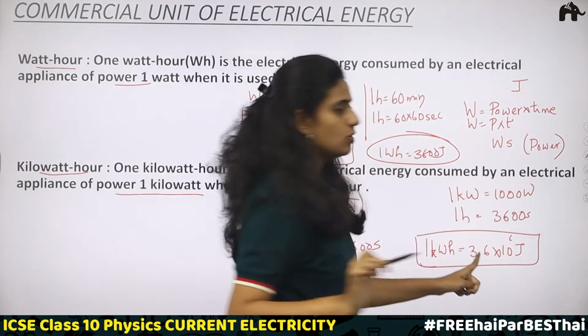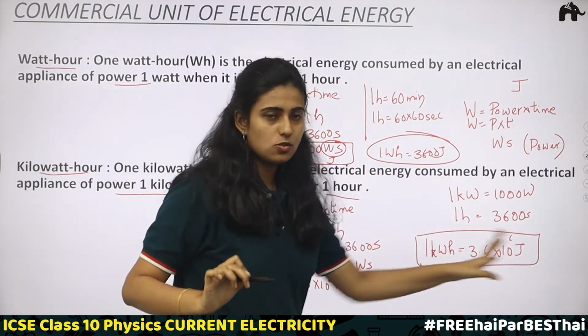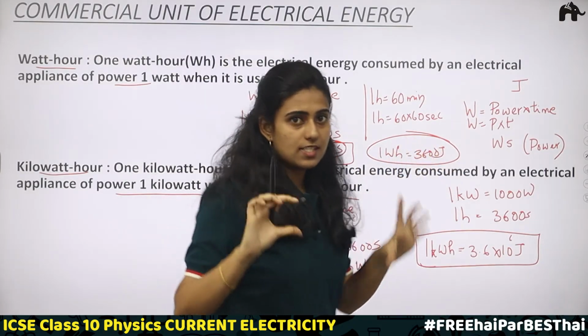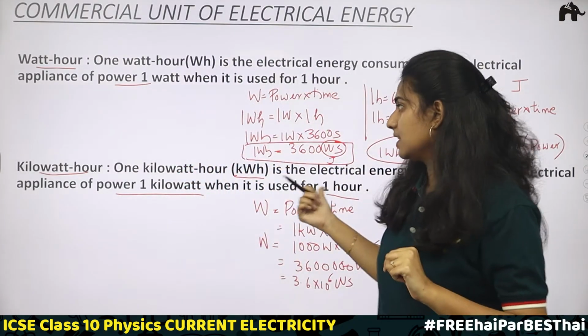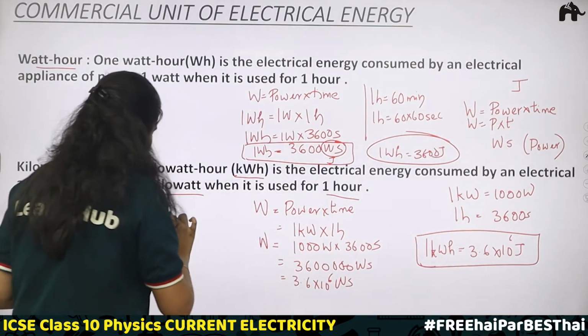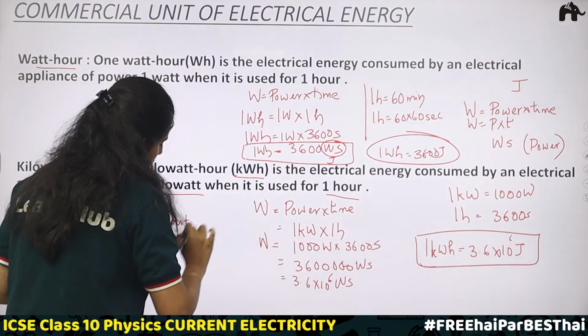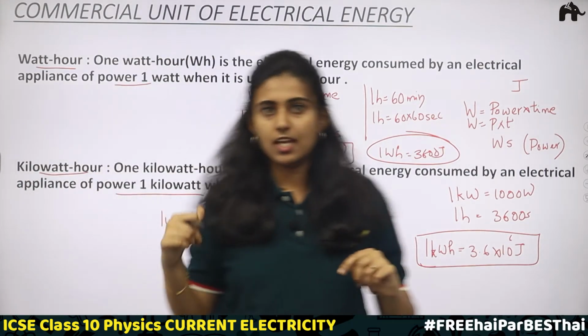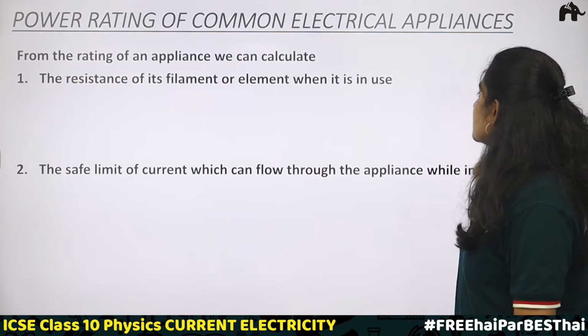1 kilowatt hour is equal to 3.6 into 10 raised to 6 joules, and 1 watt hour is equal to 3600 joules. So next time when the electric bill comes, you can just check it. And this 1 kilowatt hour is also called 1 unit. So 1 unit will be 1 kilowatt hour of electrical energy. Clear?